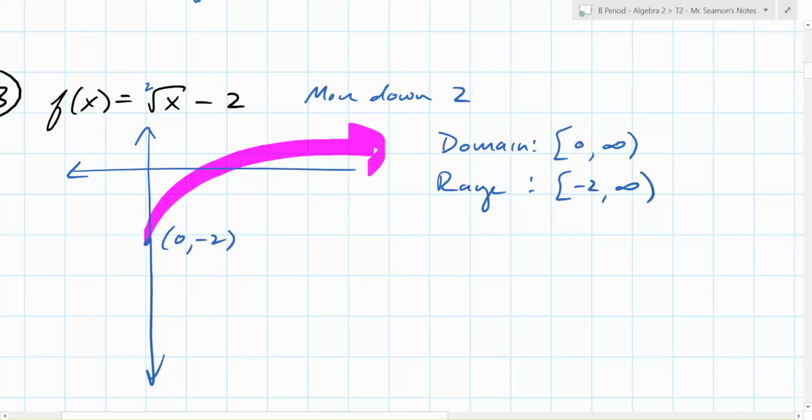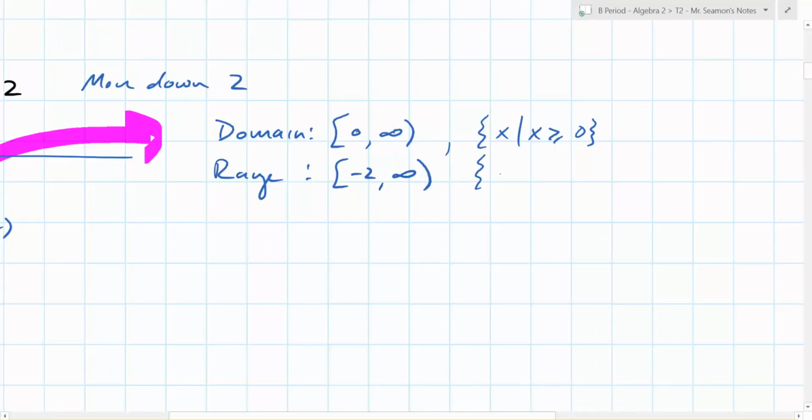So then that 2 on the outside, it moves it down 2. Inside the radical goes left and right. Outside the radical goes up and down. You wrote it as y such that y is greater than or equal to -2. Yep. Okay. If you use a calculator on these, that is one of the instances where it totally defeats the purpose of the homework.